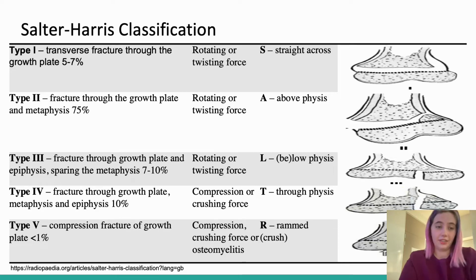Type 3 is a fracture through the growth plate and epiphysis, sparing the metaphysis, and it's seen in about 7 to 10%, also caused by a rotating or twisting force. Now type 4 is a fracture through the growth plate, metaphysis, and epiphysis, and it's seen in about 10% of fractures, and this is caused by a compression or crushing force. And type 5 is quite uncommon, seen in less than 1%. It's a compression fracture of the growth plate and caused by compression force, crushing force, or osteomyelitis.